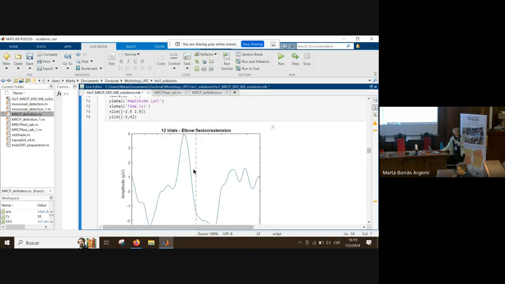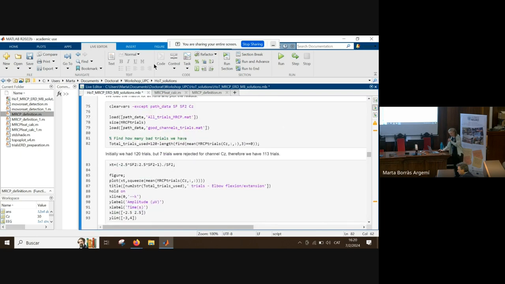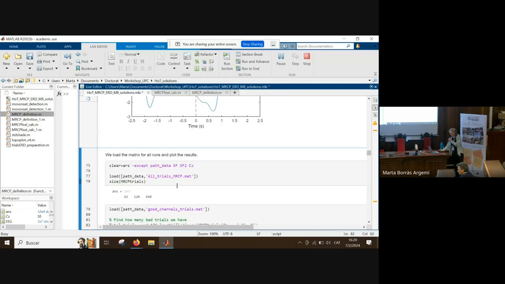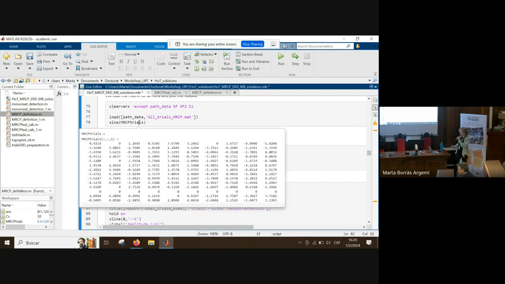Here we can see the result we obtain. We are looking at the movement-related cortical potentials of elbow flexion and extension movements for 12 trials. Here we only have 12 trials, and in this patient the signal is well defined, but in some other patients with 12 trials we do not always obtain this kind of signal. So if you run the following section, here we upload the data of all the trials, all 120 trials.